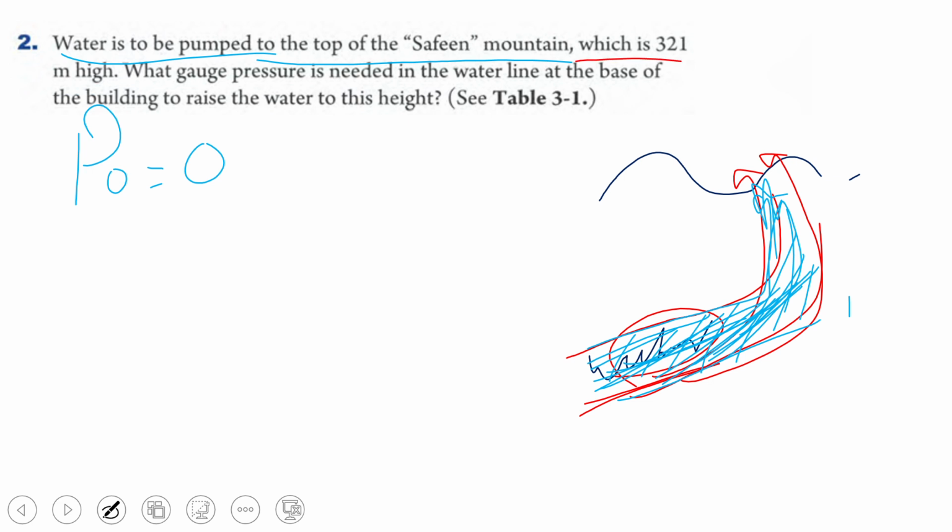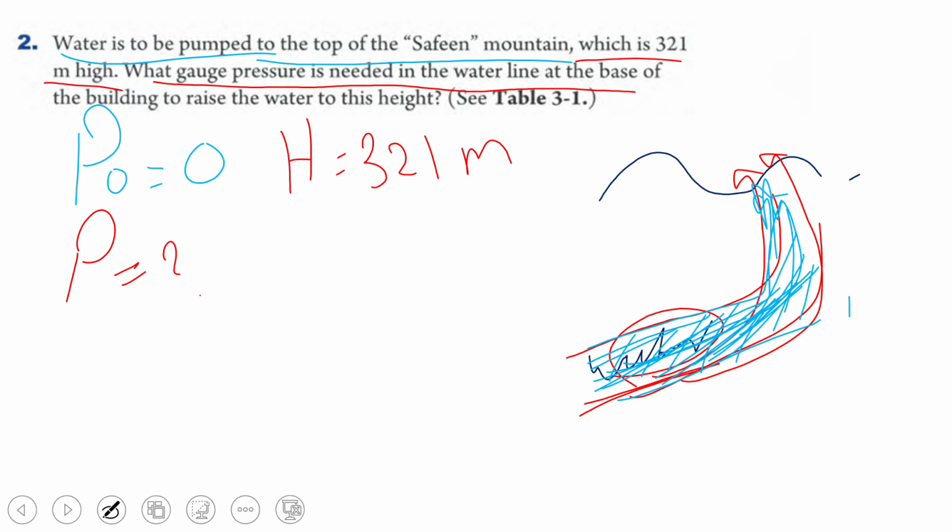The height is 321 meters. What gauge pressure is needed to raise the water? Find the pressure. So, it is clear now, I think, we have this device.